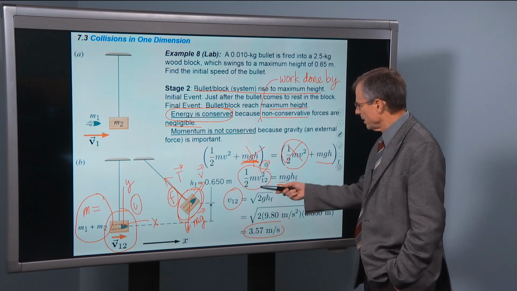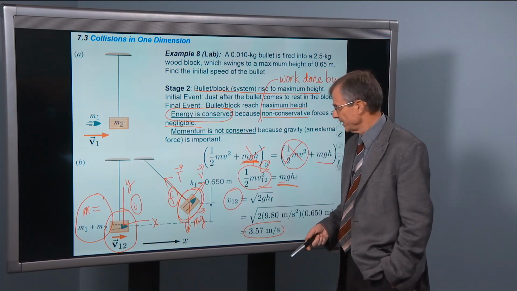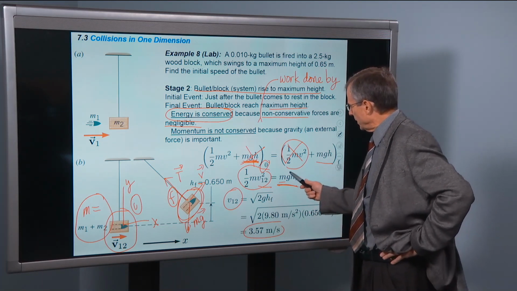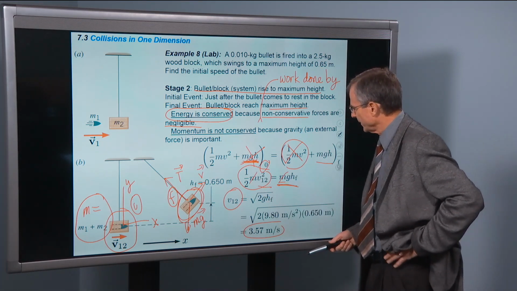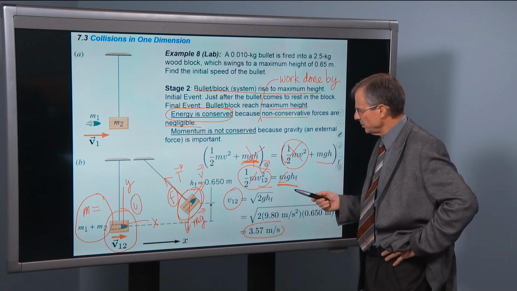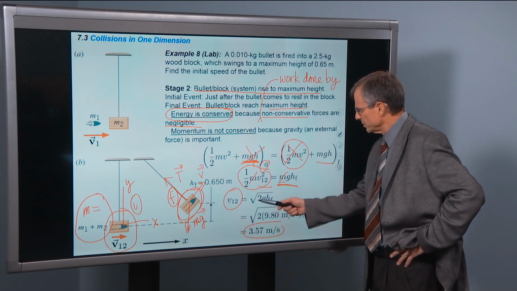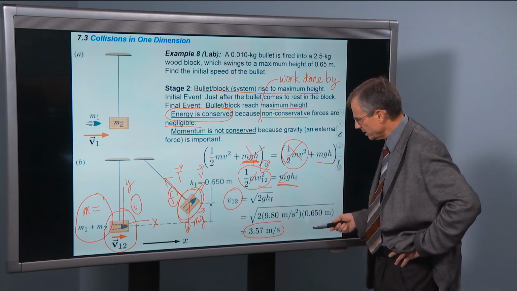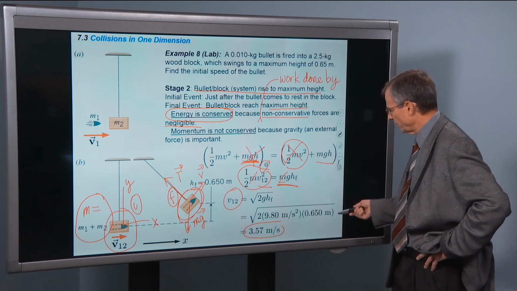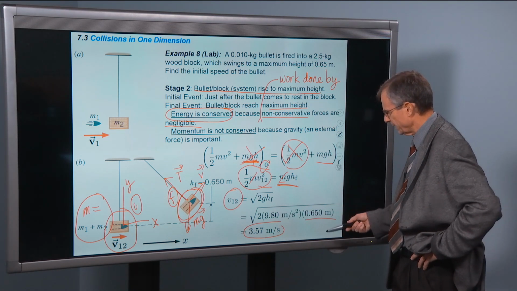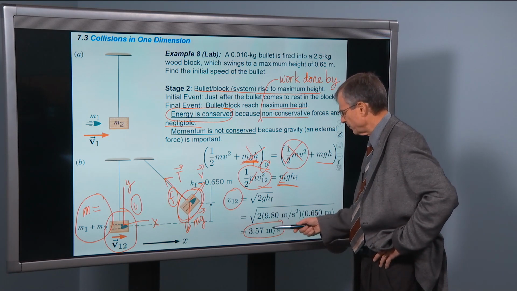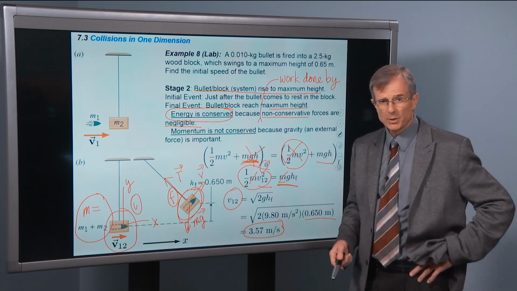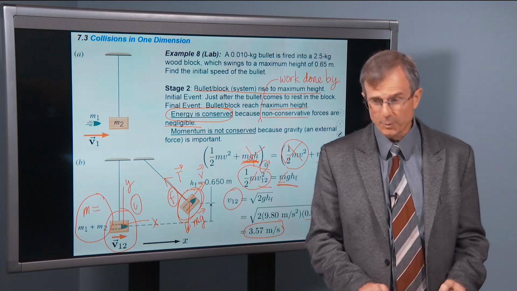Okay, so we can solve this equation for v12. How do we do it? The masses cancel. I can multiply by 2. I can take the square root. So I'll have the square root of 2 g h f. Plug the numbers in, 9.8, 0.65, that's the final height, and we get 3.57 meters per second. That's the number that we needed in the previous slide to finish the problem.